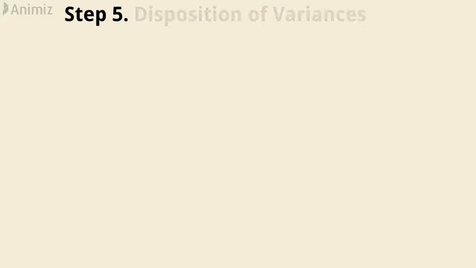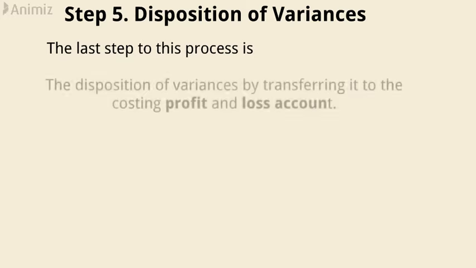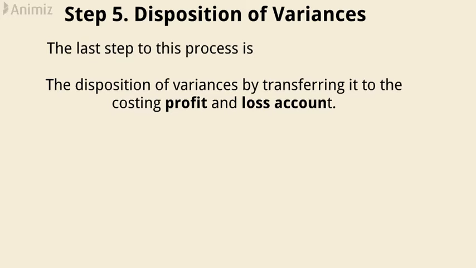Step 5. Disposition of variance. The last step to this process is the disposition of variances by transferring it to the costing profit and loss account.